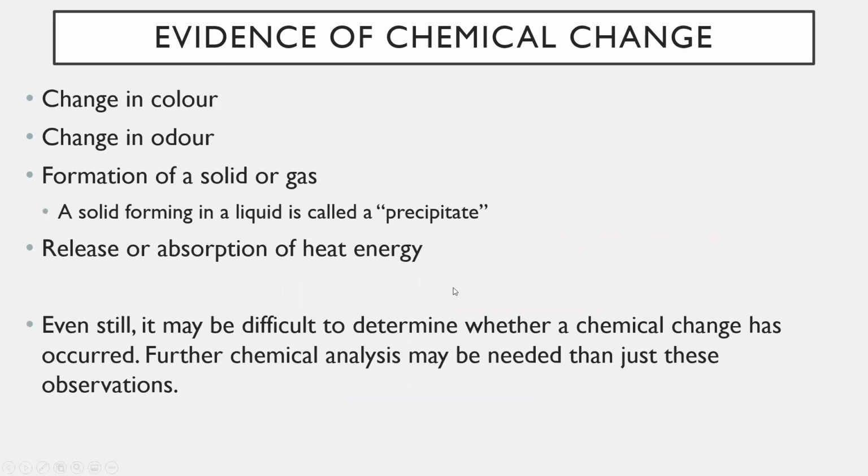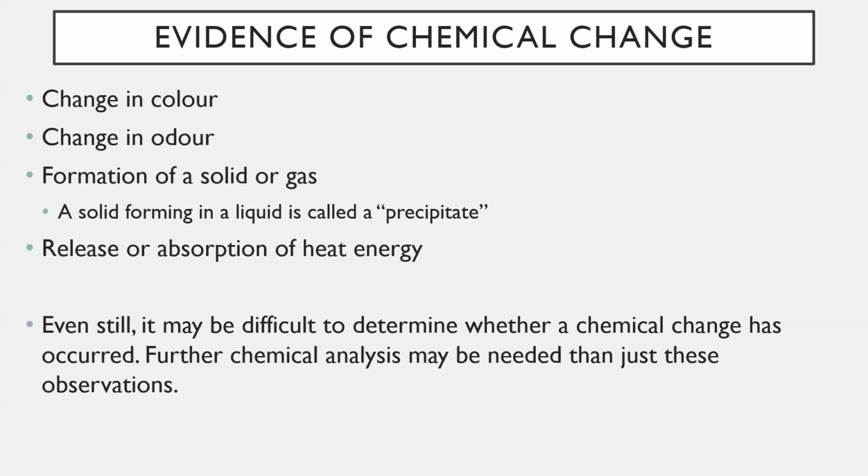So there's some evidence of a chemical change. These are not proof of a chemical change, but these are just things that you can use to give evidence that a chemical change may have occurred. The first one is a change in color. Again, that definitely does not prove anything, but it is a little piece of evidence that could help point you towards a chemical change. A change in odor, that's a really big one.